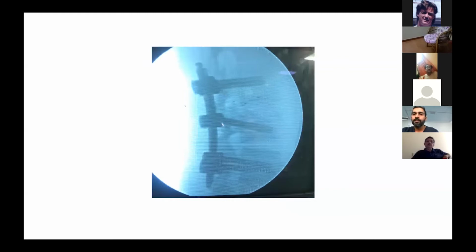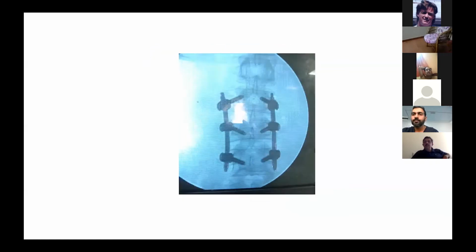This is at the end of the surgery, the lateral view, and the rod has been placed and the innies have been tightened. And you can appreciate that the fractured vertebra has somewhat maintained its height. This is the AP view, and you can see the placement of the screws as well as the rods.